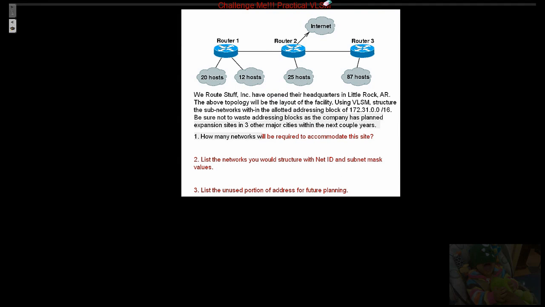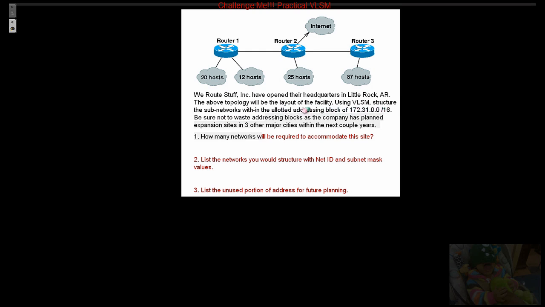Challenge me, practical VLSM, so variable length subnetting mask. Let's see if we have this concept down pat. First off, let's check our scenario. We Route Stuff Inc. have opened their headquarters up in Little Rock, Arkansas. The above topology will be the layout of the facility.